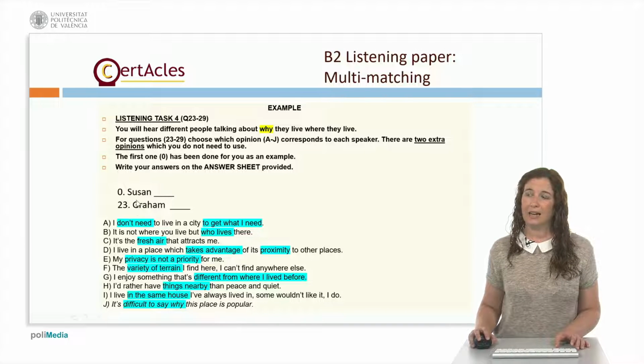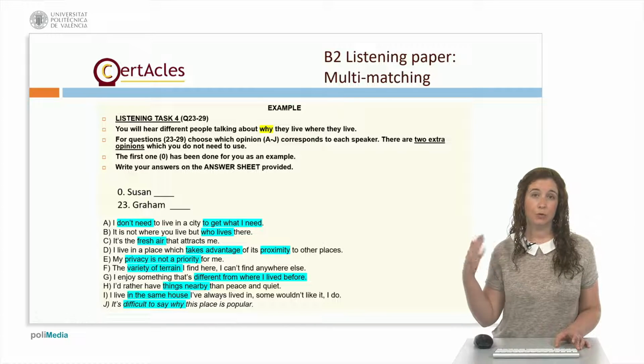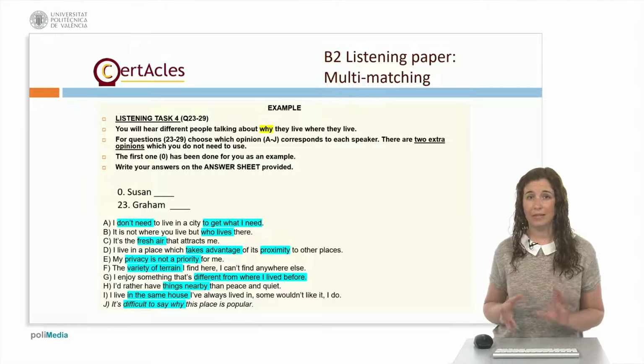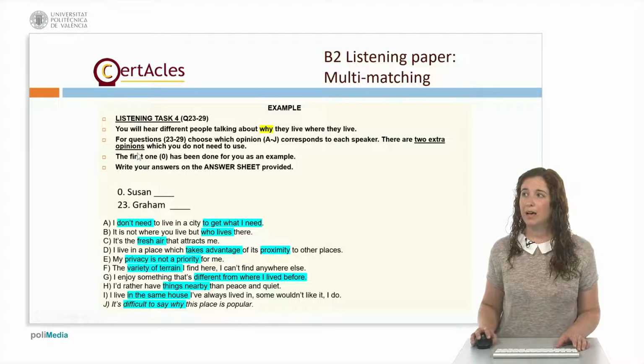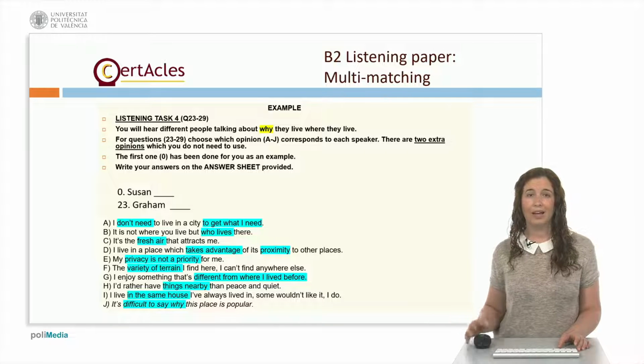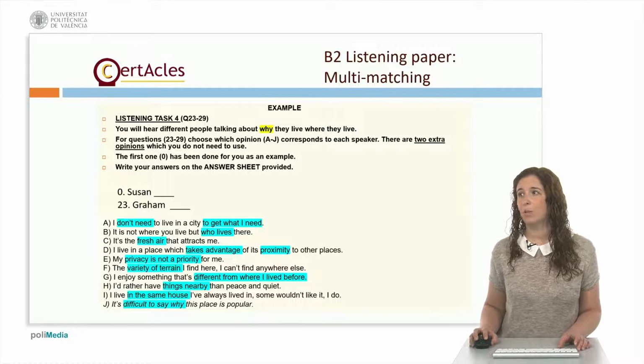As you can see here, I've only chosen one speaker, but in the original task, you will have more speakers. Okay, this is only an example for you to have a look at how the task would work. Here we have all the possibilities, and as you can see in blue, I have underlined some keywords that are important for you to pay attention to. This is an example of how to identify and underline keywords.